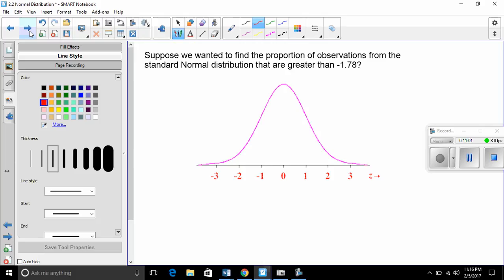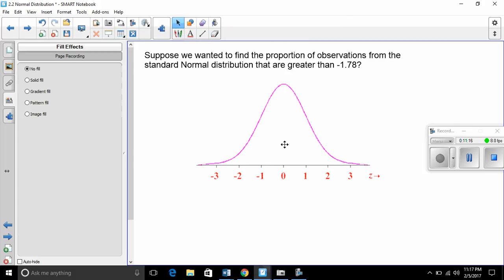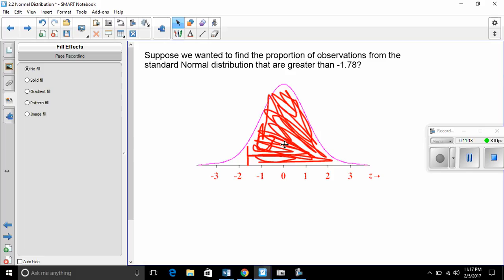So here's the standard normal curve. It says, suppose we wanted to find the proportion of observations from the standard normal distribution that are greater than negative 1.78. First thing you want to do is shade this area. Negative 1.78, greater than would be shaded to the right.